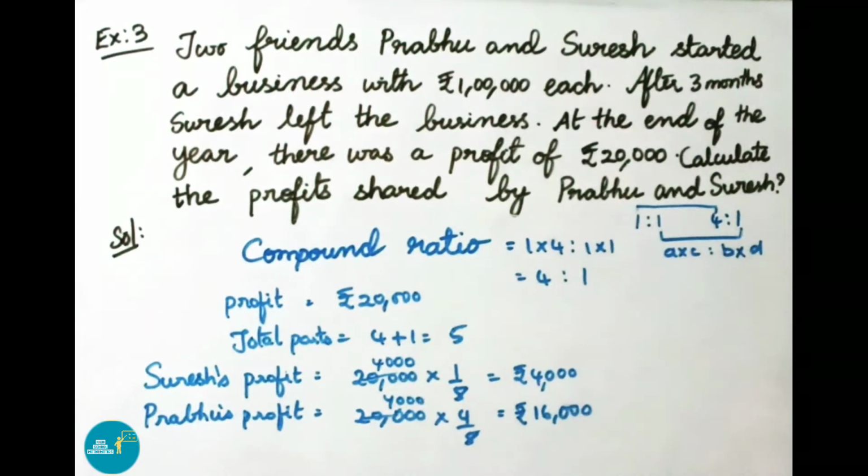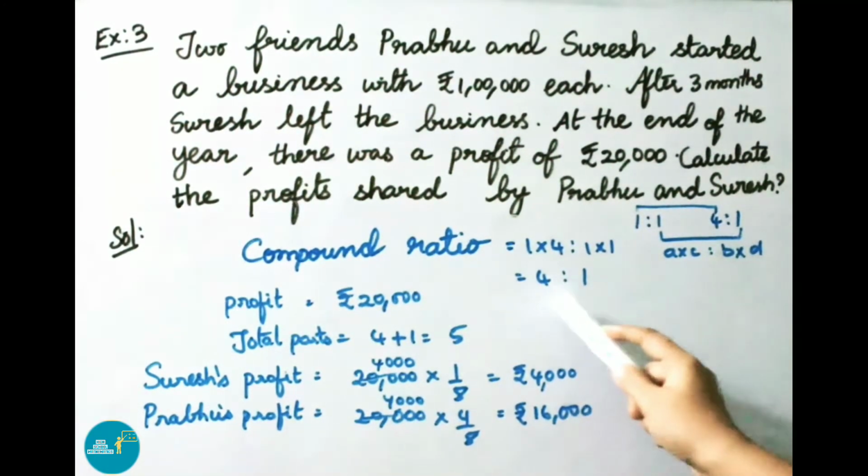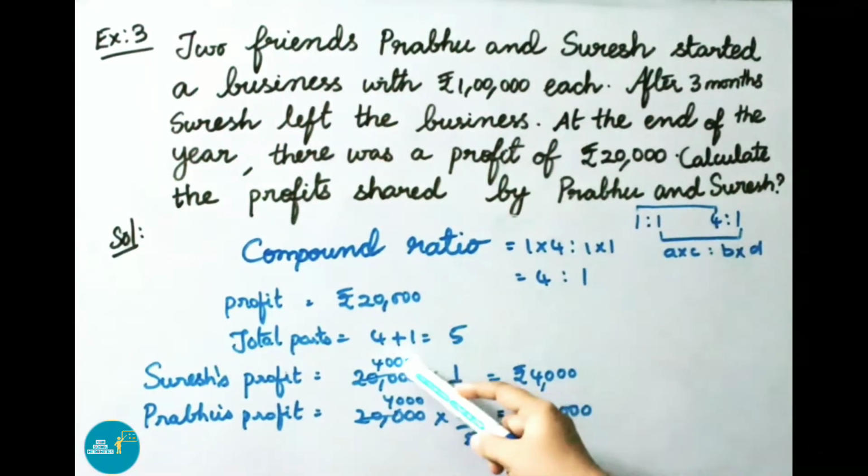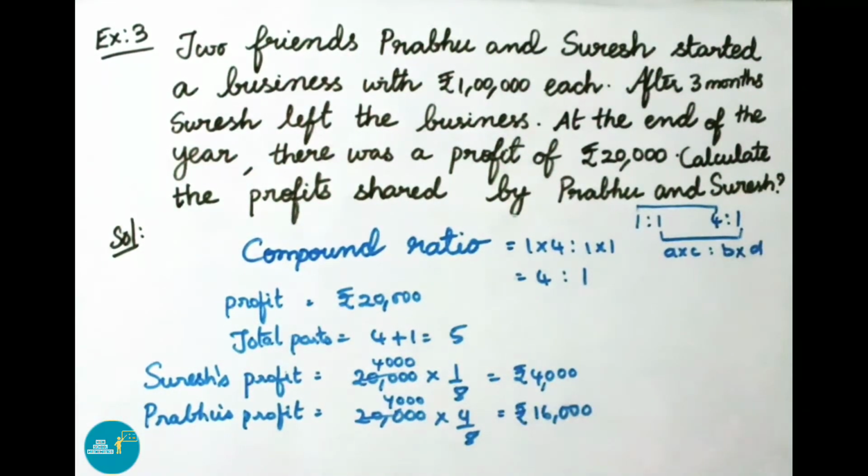Now we are going to find total parts: add this compound ratio, 4 plus 1, that equals 5. Now this 20,000 rupees we have to divide into 5 parts. See now Suresh's profit, here 4 is to 1. First one is Prabhu and second one is Suresh's profit. So for Suresh only one part we have to share. So out of 5 parts only one part we are going to share for Suresh. So 20,000 total amount into 1 by 5. 5 fours are 4,000 times 20,000. So multiply now numerator 4,000 into 1, 4,000 rupees.